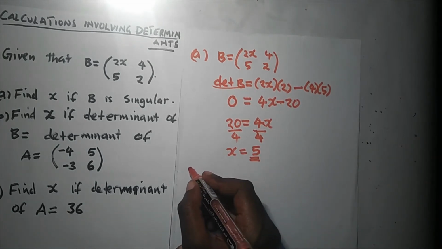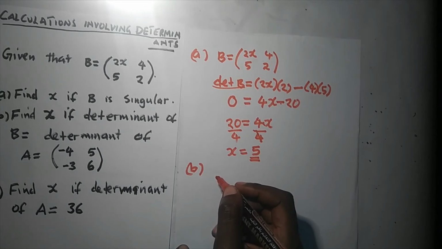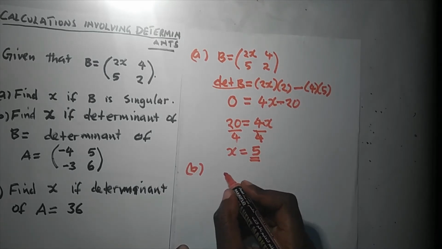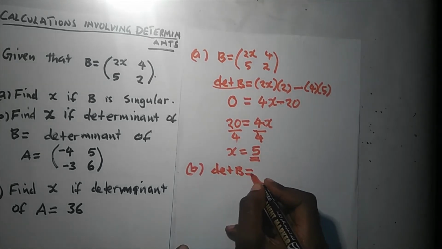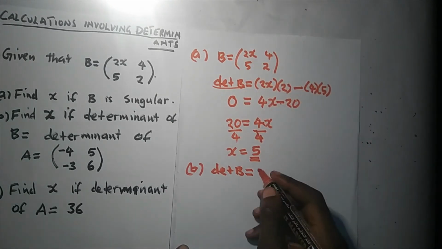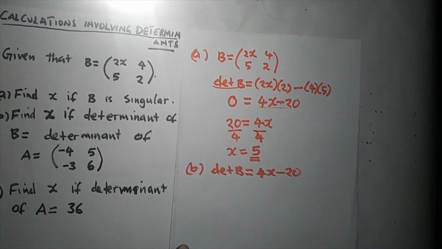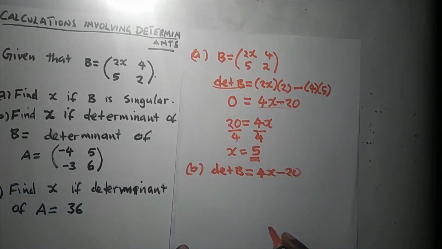So now let's go to part B of the question. Part B says find x if the determinant of b is equal to the determinant of a, and a has been given here. So we have two matrices here. The determinant of b, let me write it here. Determinant of b was given by this formula here. So 2x times 2, we got 4x minus 20. So here it is. We are told that if this determinant is equal to the determinant of this matrix, we should now calculate the value of x.